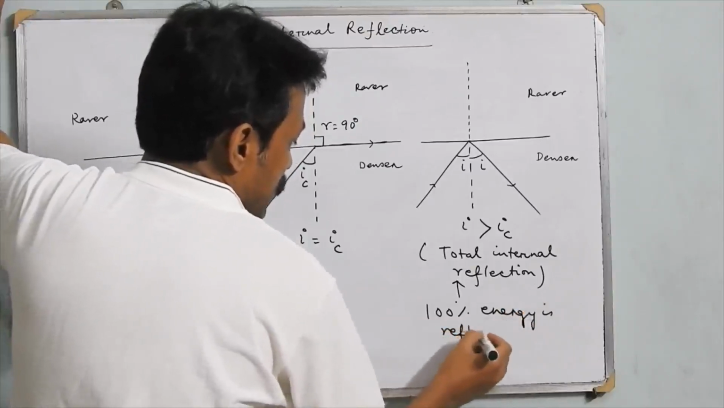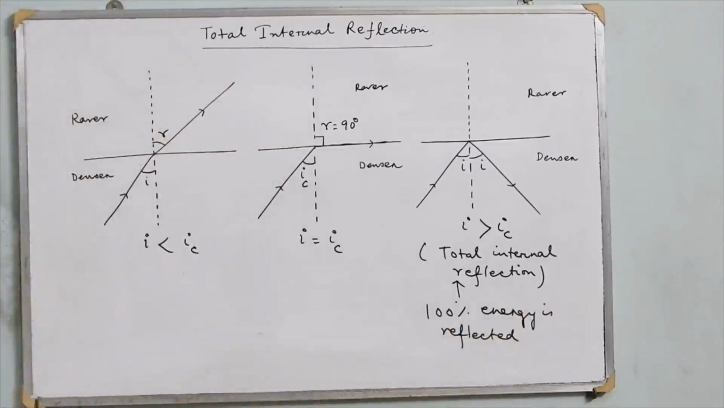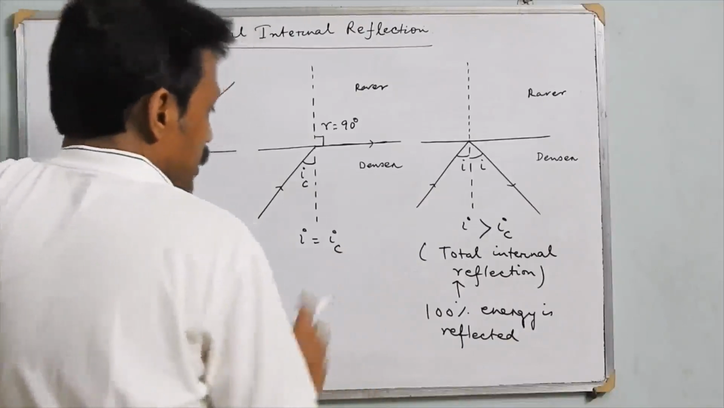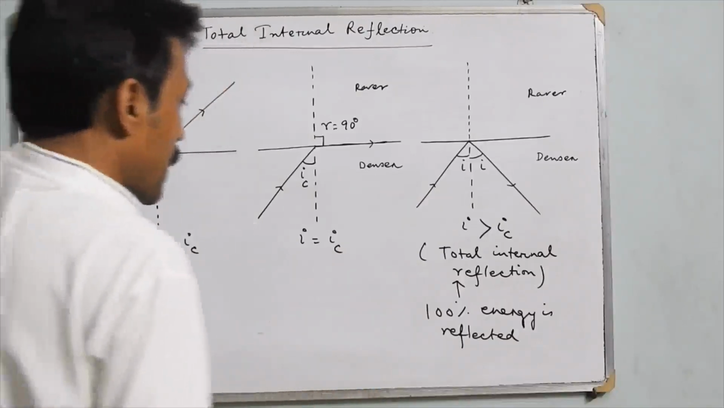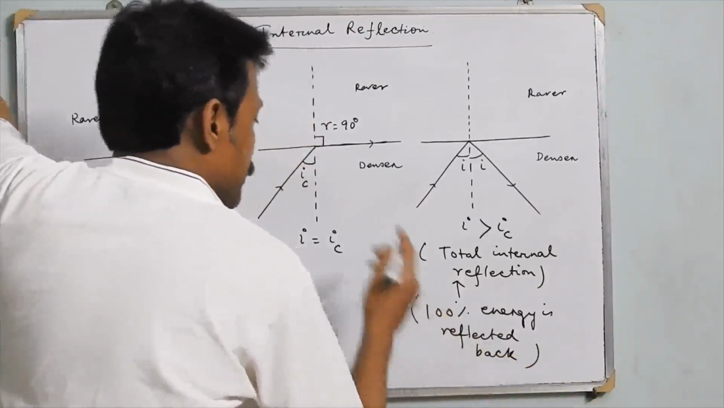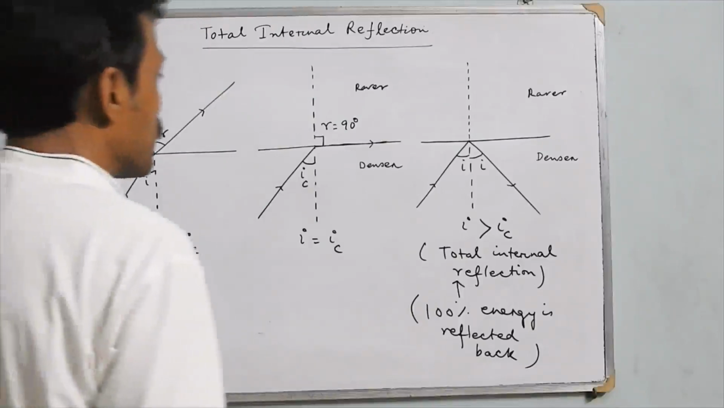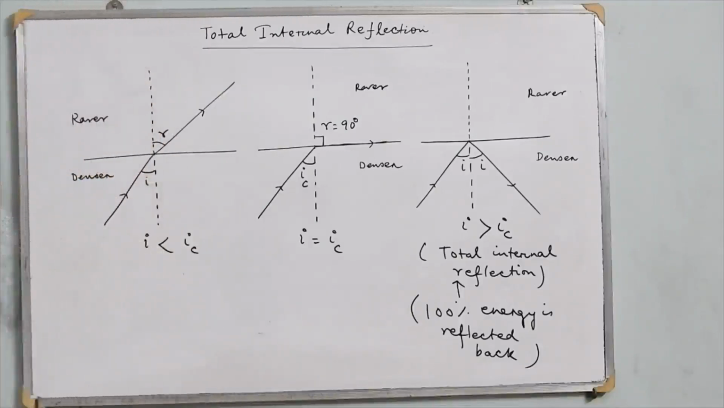reflected back, and so it is very much useful in case of periscopes, binoculars, certain type of prisms. It has a great practical application in different cameras, etc. So this type of reflection you can call it as 100% reflection. So 100% energy is reflected back. No absorption of light occurs at the surface, separating the denser medium and the rarer medium.